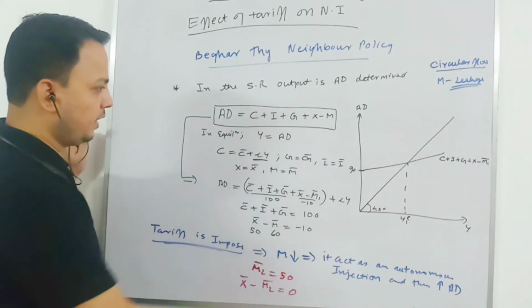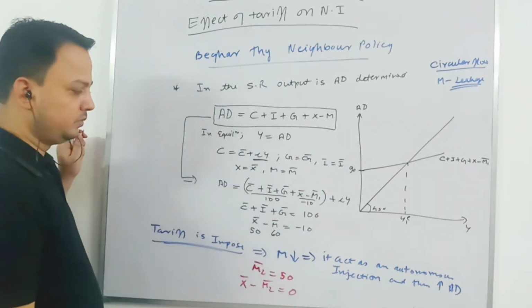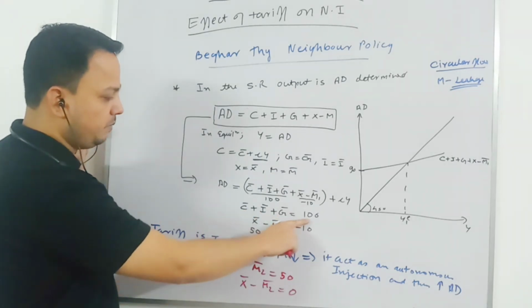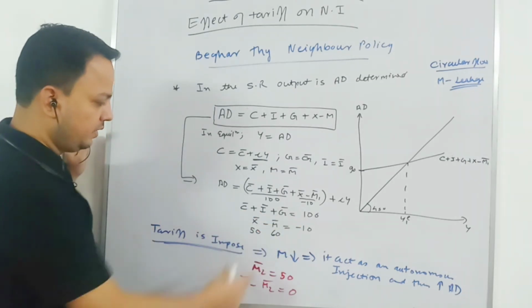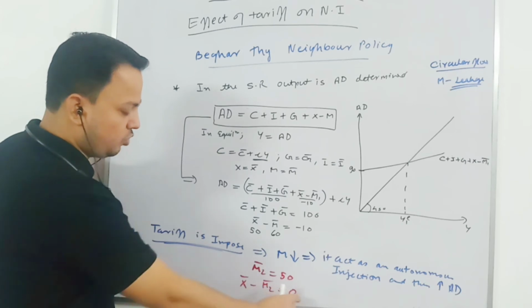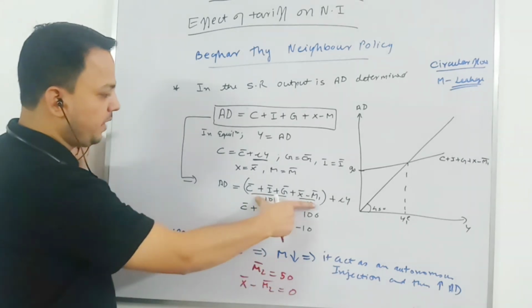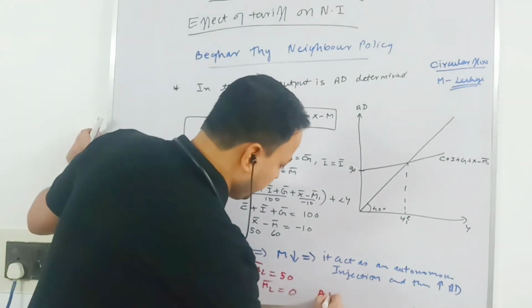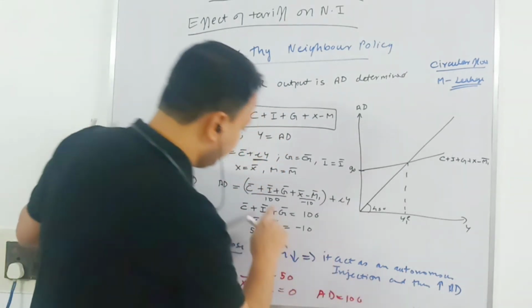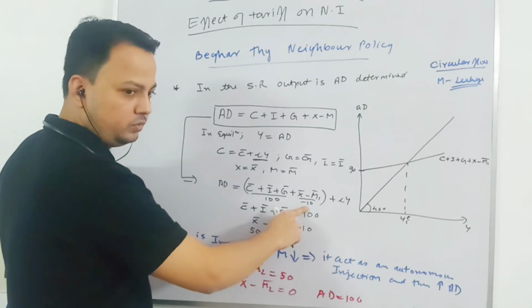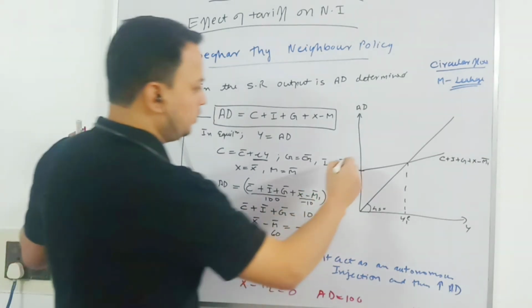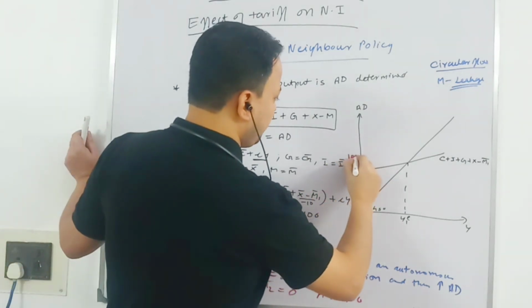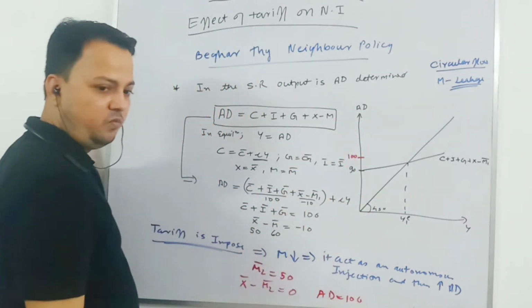Now look at the intercept. What will be my intercept term? C bar, I bar, G bar remain the same, 100. The net export term is now 0. So what will be my intercept of the aggregate demand? My intercept of the aggregate demand will be 100. This is 100 now, and this is 0. So 100 minus 0 is 0. So my aggregate demand curve shifts upward.